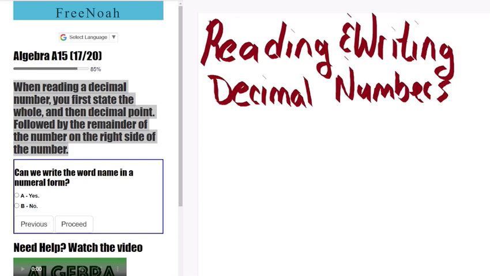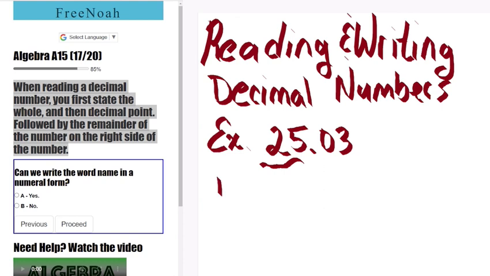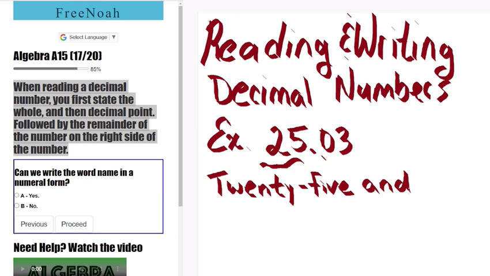We have 25.03. Perfect. So here we're going to start off with the whole value, which is 25. It's on the left side of the decimal point. 25. Notice the hyphen in between the words 20 and 5. All right. Next, we're going to acknowledge the decimal point by writing and, A-N-D.